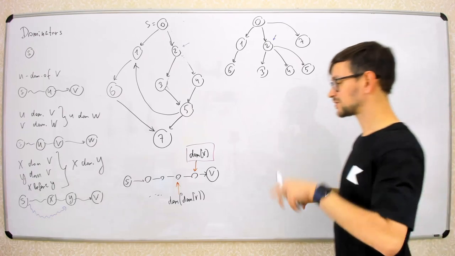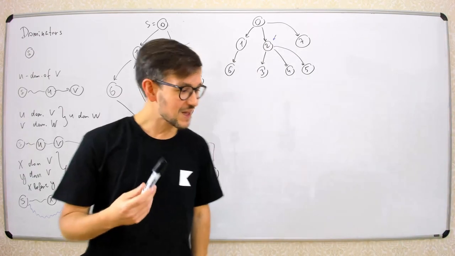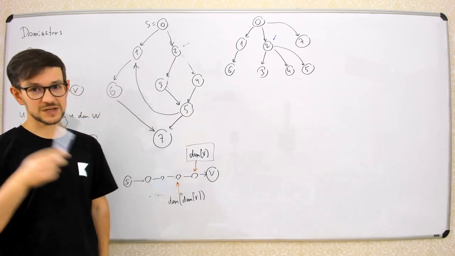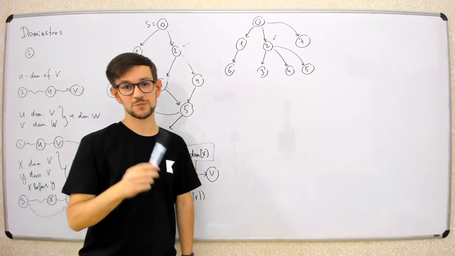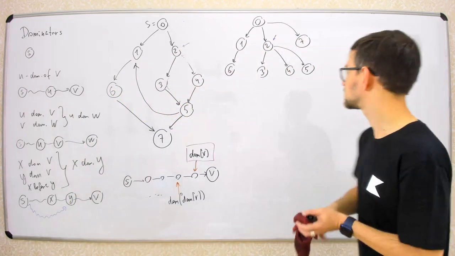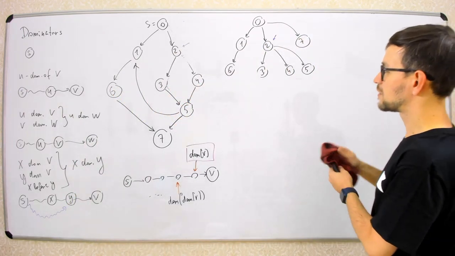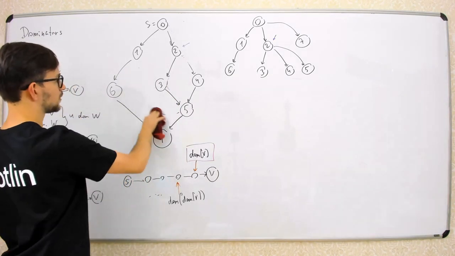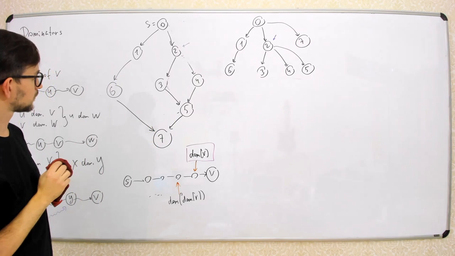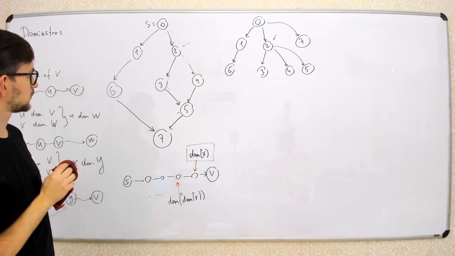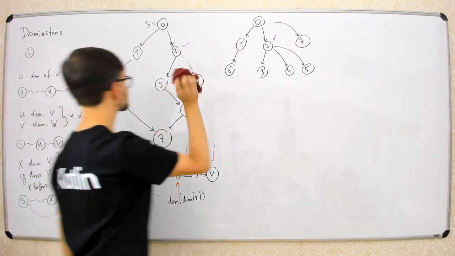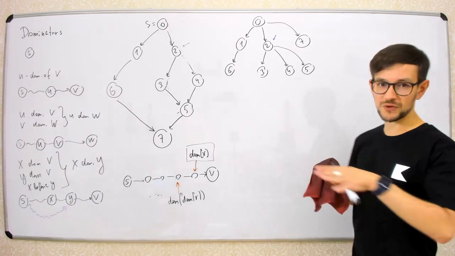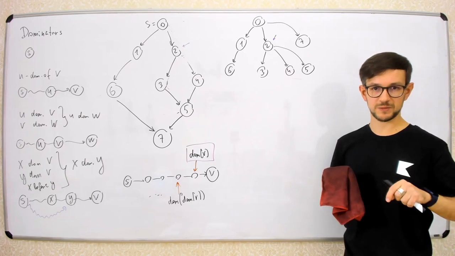Let's start from the simple cases. Simple algorithm. So if your graph is acyclic, the algorithm is pretty simple. For example, let's draw some acyclic graph. Let's remove this. It was acyclic. Doesn't matter. If your graph is acyclic, it's very easy to build a dominator tree.